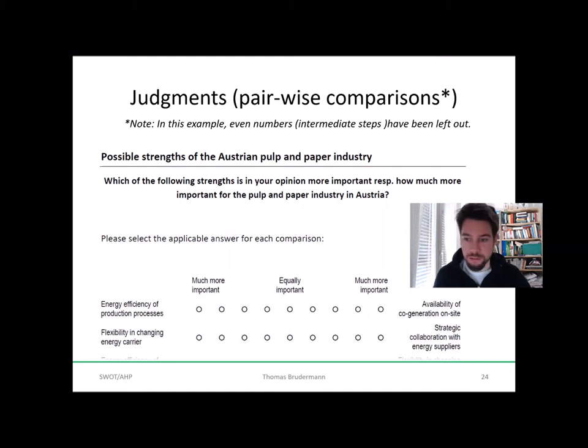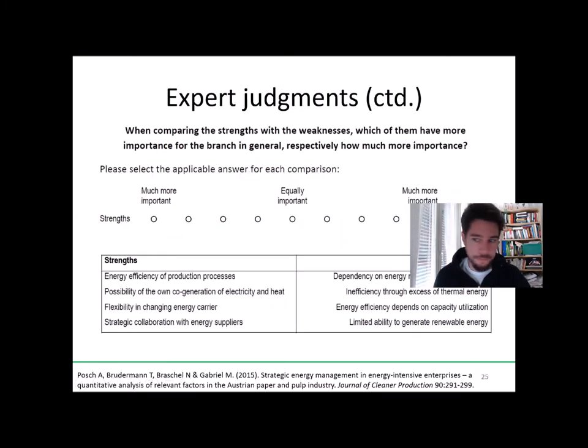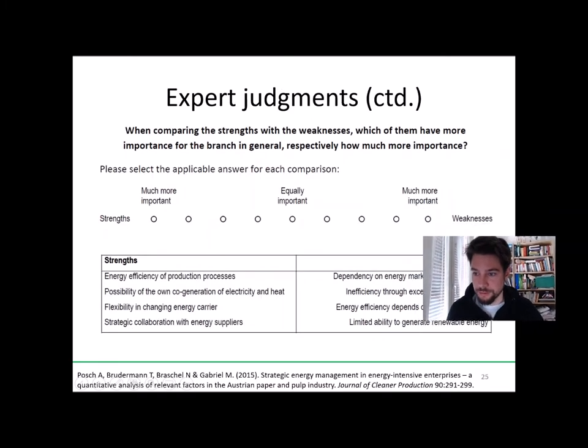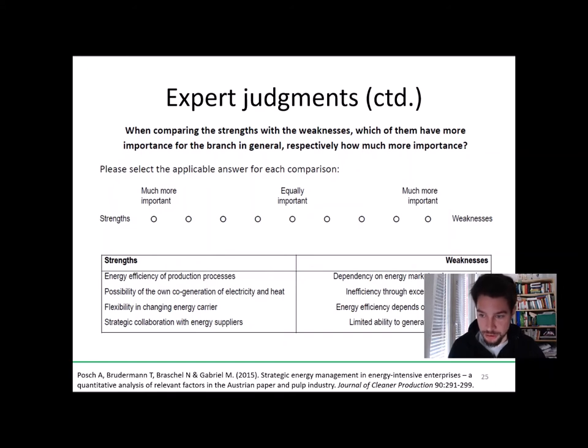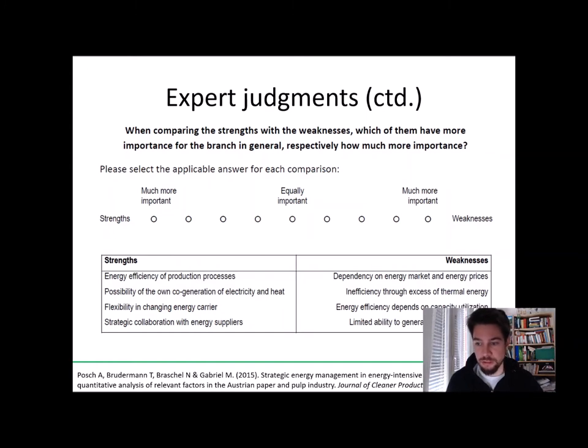And then this is being done for all the strengths, then for all the weaknesses, opportunities and threats, and then also the categories are compared with each other, which can be seen here on this slide. So here you see that respondents are being asked to compare strengths with weaknesses, and it's again the same scale. To help them, we listed all the strengths and weaknesses here as well. This can be found in this publication by Bosch et al., Strategic Energy Management in Energy Intense Enterprises, published in the Journal of Cleaner Production.